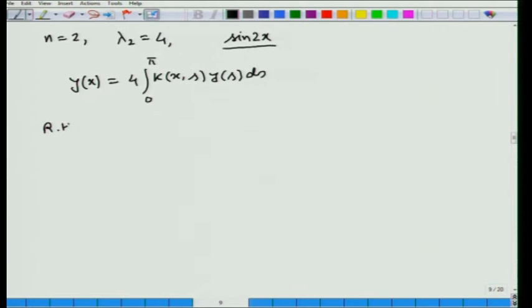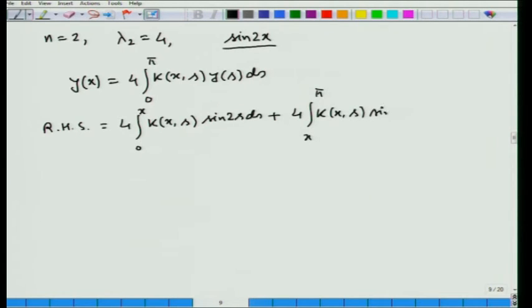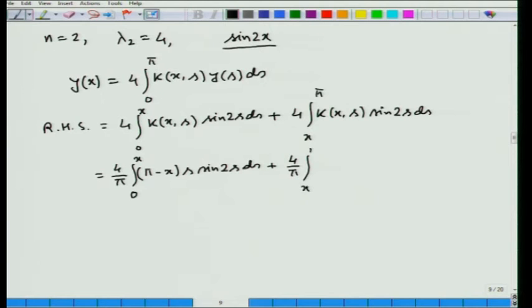So, if we consider the right hand side, this is equal to 4 times integral 0 to x k(x, s) sin(2s) ds plus 4 integral x to pi k(x, s) sin(2s) ds, and this is equal to 4 by pi integral 0 to x (pi minus x) s sin(2s) ds plus 4 divided by pi integral x to pi x times (pi minus s) sin(2s) ds.